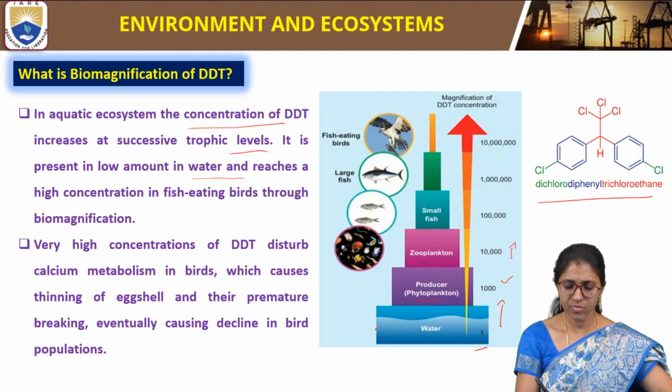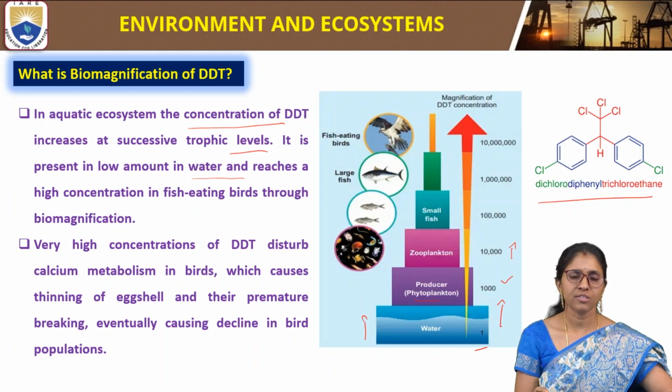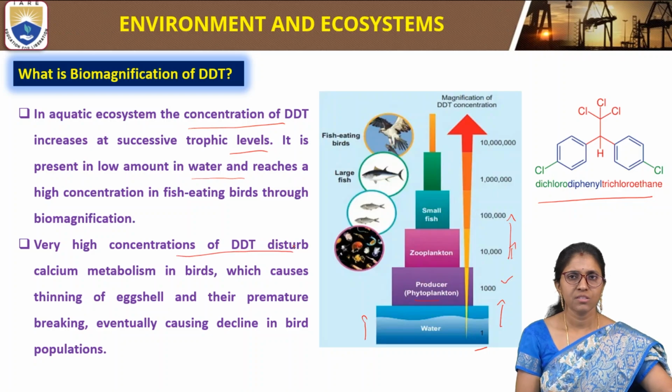If we see the diagram, water to producers to phytoplankton to zooplankton, and small fish and big fish and also fish eating birds. If we see the concentration of DDT, it increases rapidly. So it reaches a high concentration in fish eating birds through biomagnification. So here a very high concentration of DDT, and the last, final level is fish eating birds.